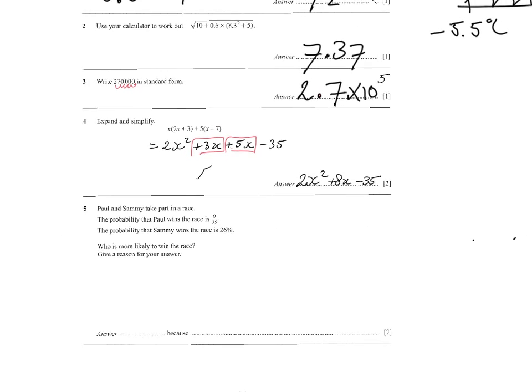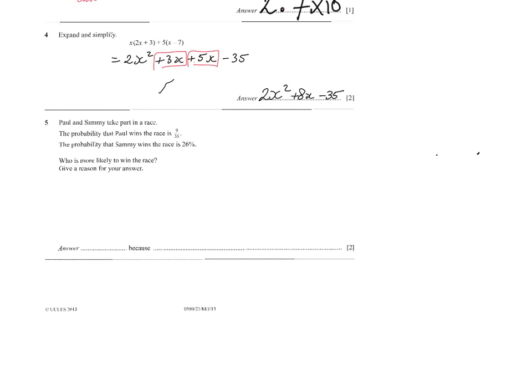There we go. It's something about probability. If I see that correctly, Paul and Sammy take part in a race. The probability that Paul wins the race is 9/35, and the probability that Sam wins the race is 26%. And as you know, you can write fractions, decimals, and percentages, and they all mean the same thing, a part of the whole. Okay, who is more likely to win the race, and give a reason for your answer.